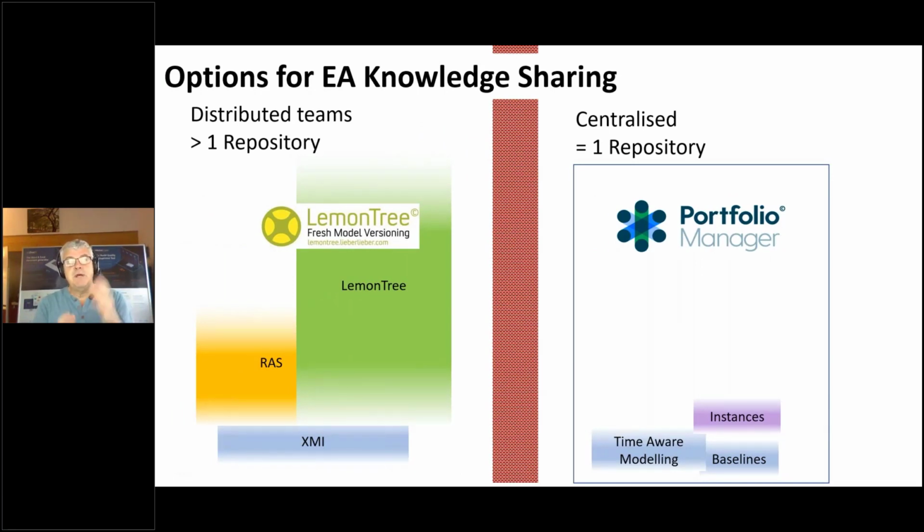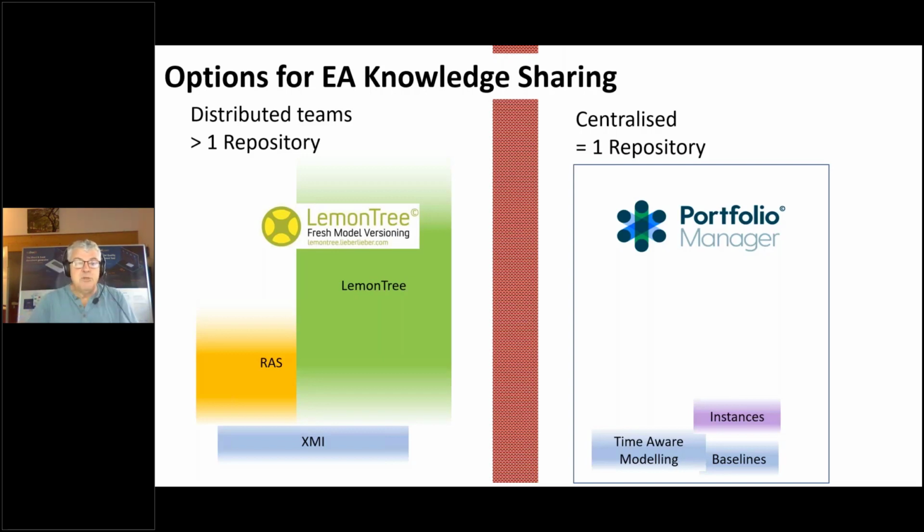So to me, you're either distributed or you're centralized. You've either got one repository or you've got more than one, and there isn't really any kind of intermediate state. The example I'm going to be talking about is solution architecture where you've got a single repository. If you've got multiple repositories, then you should be talking to the Lemon Tree people, because they're the people that do that solution fantastically, where each team has their own repository.